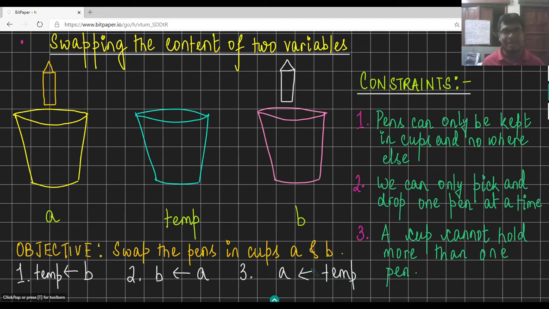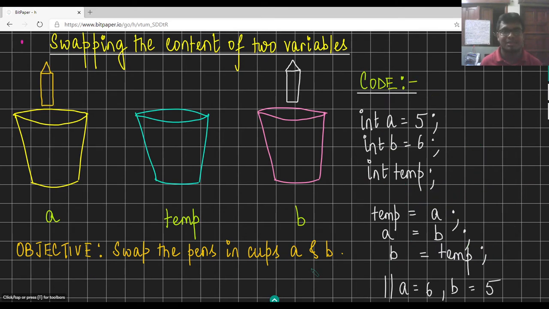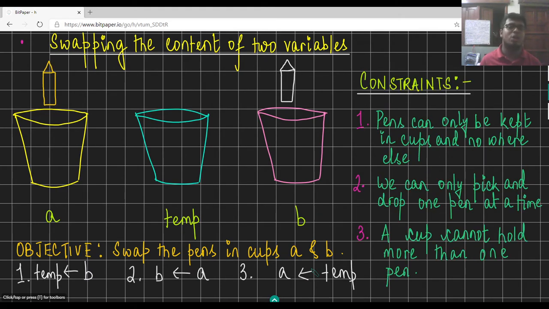See, we end up getting the same result, isn't it? So we can start off with any cup for that matter. But the end result will be that the content of the two variables, or the two cups, would interchange, right? Let's see the code for this now.